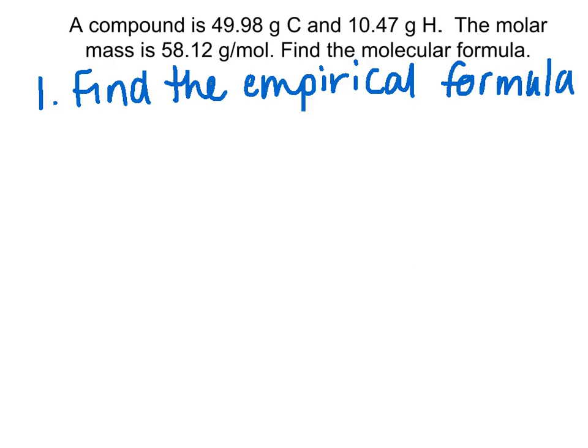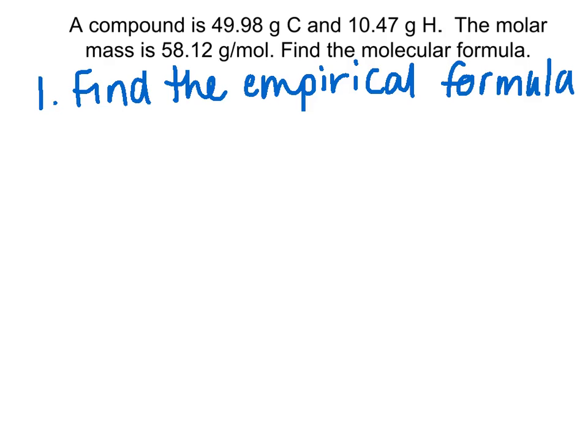So here's our problem for today. A compound is 49.98 grams of carbon and 10.47 grams of hydrogen. The molar mass for this compound is 58.12 grams per mole. We need to find the molecular formula.